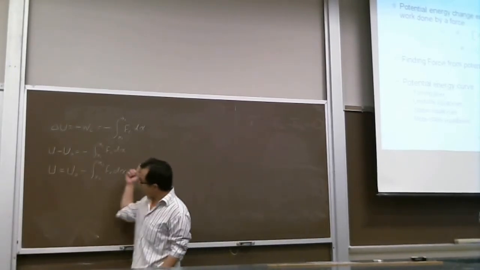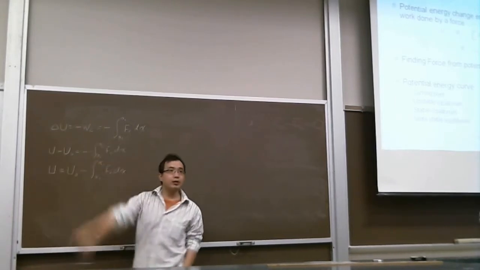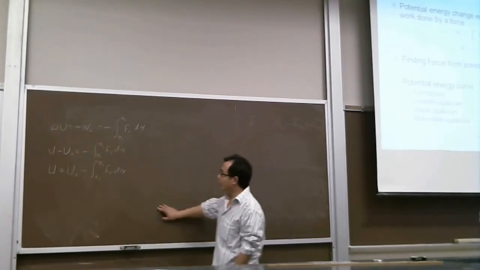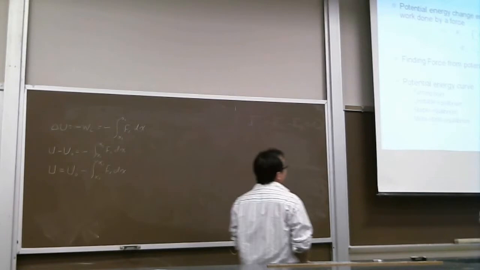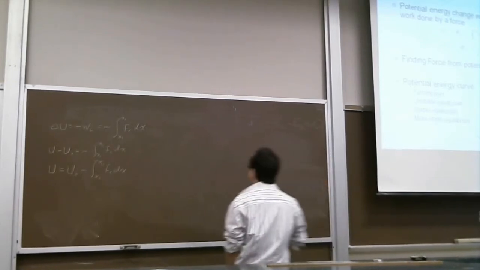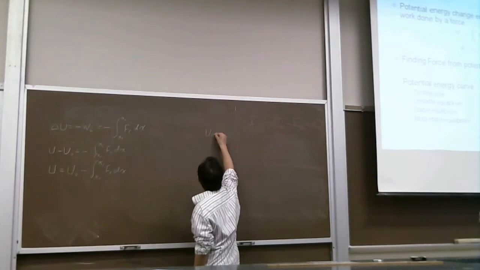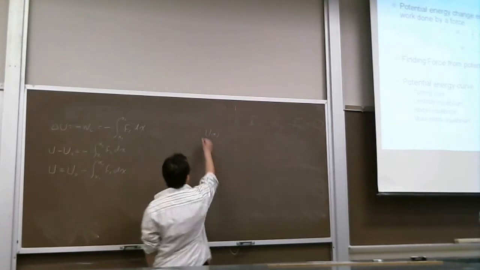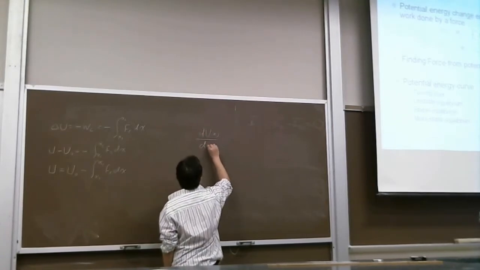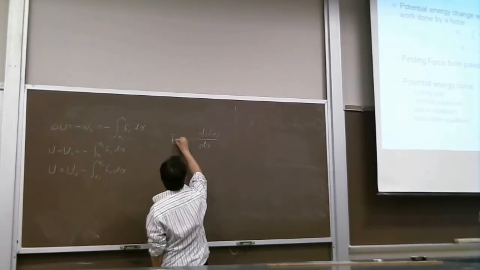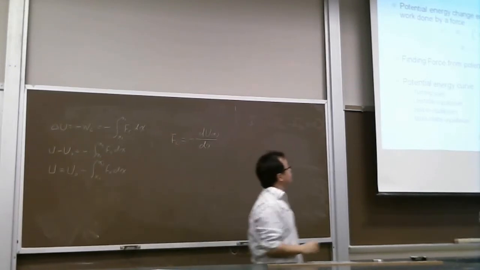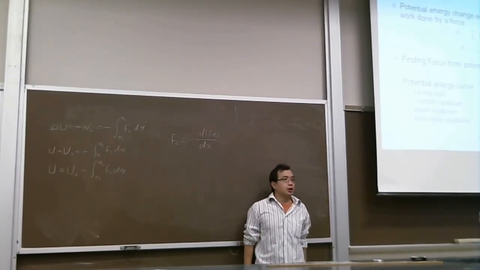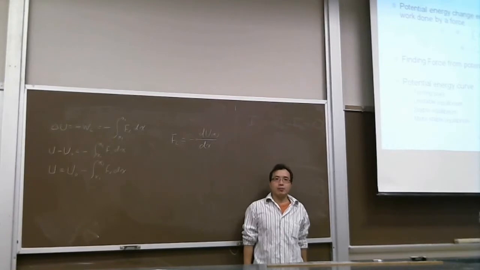Now, if you reverse this integral calculation, you can get a way to find the force from the potential energy. So if you know the potential energy for some system, that is U(x), how can you find the force corresponding to that potential energy? You simply take the derivative.